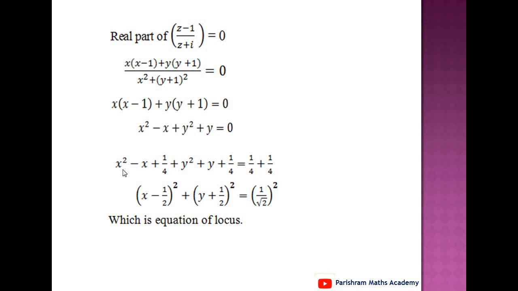And therefore x² − x + 1/4 is nothing but (x − 1/2)². y² + y + 1/4 is nothing but (y + 1/2)². The right-hand side is 1/4 + 1/4, nothing but 2/4. It means 1/2, that is (1/√2)², which is the required equation of the locus. These are examples of complex numbers.